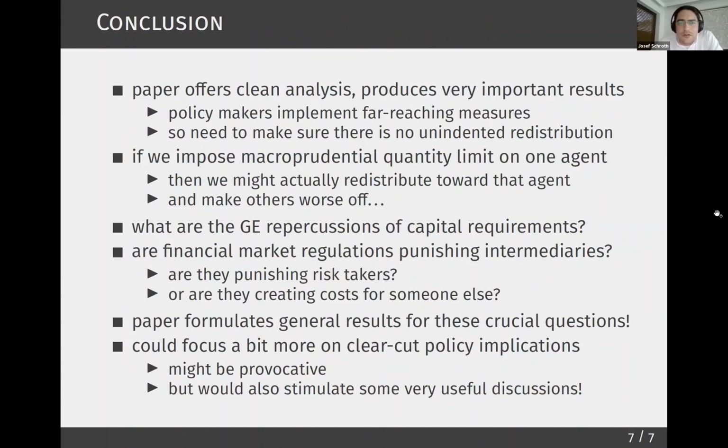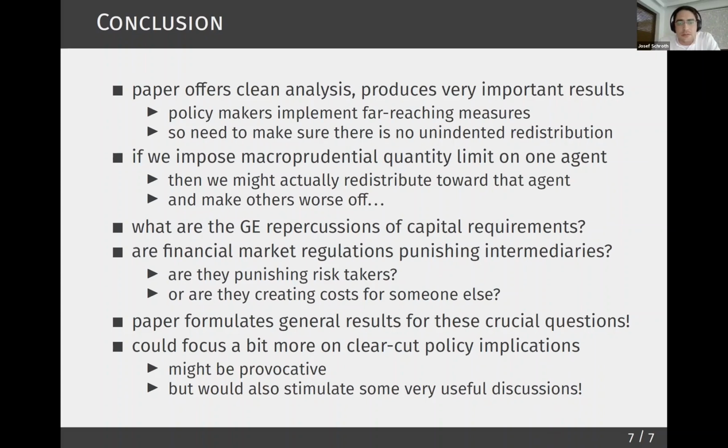So let me conclude. The paper offers a very clean analysis and produces some very important results. When we observe that policymakers implement far-reaching measures, we really need to make sure that there's no unintended redistribution from these measures. As Anton already suggested, one possible redistributive effect might be toward the financial sector, which might not be very appealing.